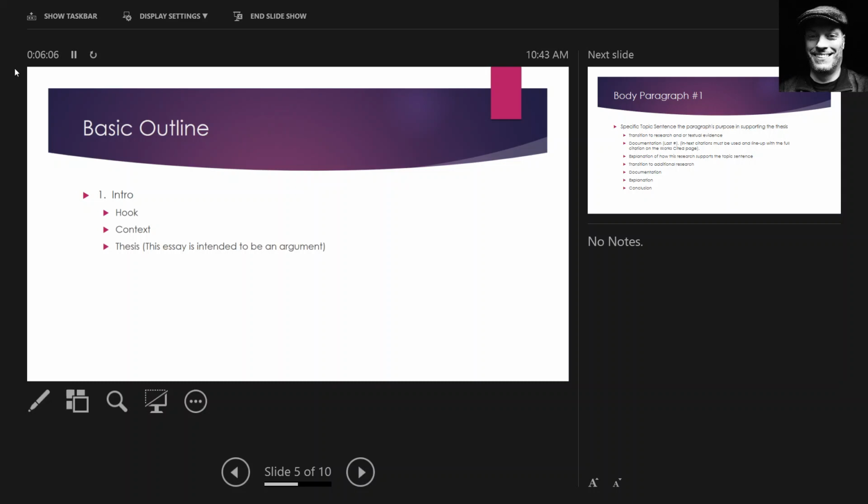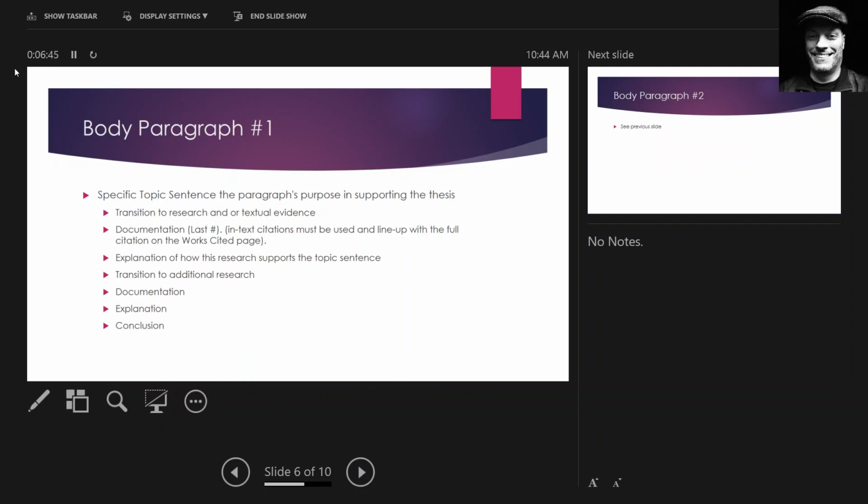So I'm going to give you a basic outline. Your introduction, like all academic introductions, should simply consist of a hook, 3 or 4 sentences of context, and then your thesis. In this essay, the thesis is intended to be an argument. In other words, you're going to argue that a certain piece of literature in this course exhibits key characteristics of the American Romantic movement. So that should be one specific statement identifying that particular piece of literature and the particular characteristics that align it with American Romanticism.